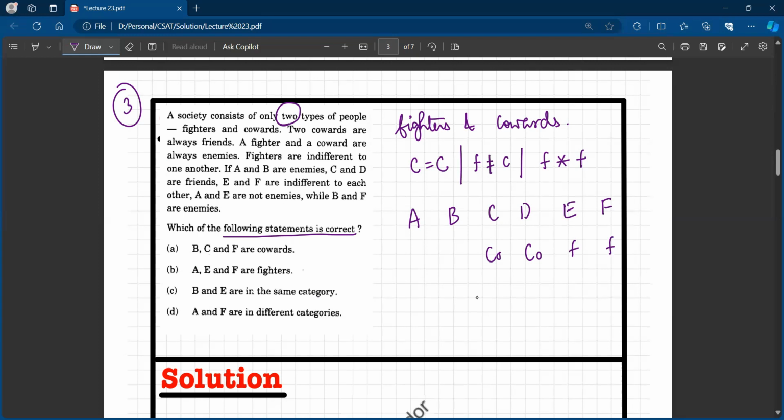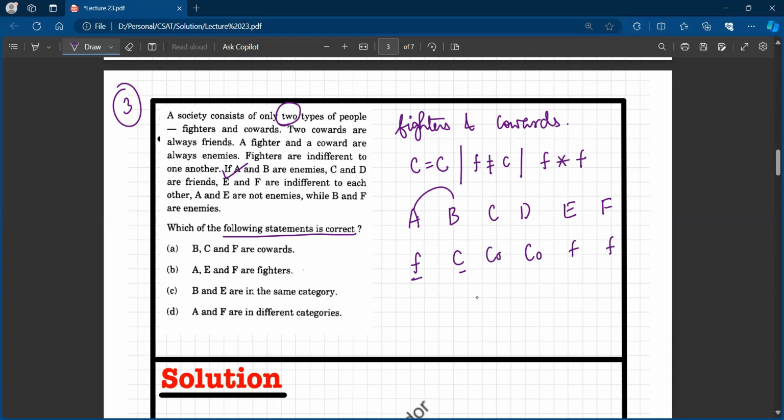A and E are not enemies. Now, if A and E are not enemies, that means they are indifferent. So can I say A will be a fighter, while B and F are enemies. That means B and C are cowards. So you can also see A and B are enemies because one is a fighter and the other one is a coward. So this condition is also satisfied. Got it? Proceed to the statements.